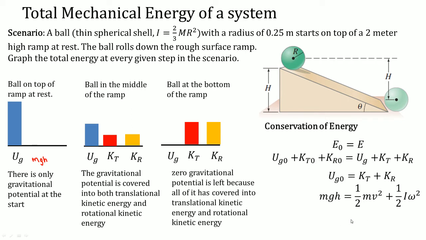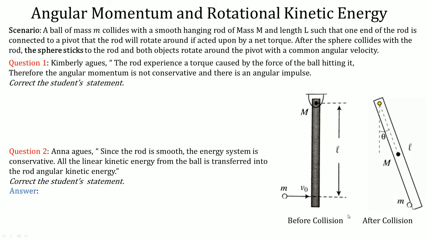This equation has been used in many ways on the AP exam, so make sure you know how to derive it as well as be able to manipulate it to get certain variables solved for. A classical problem in this section deals with a combination of both angular momentum and rotational kinetic energy.